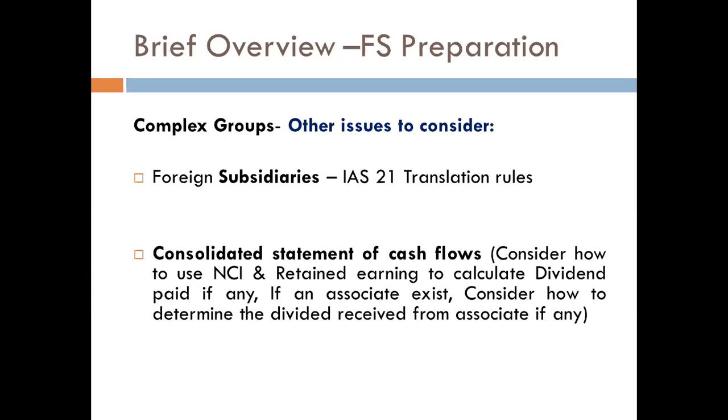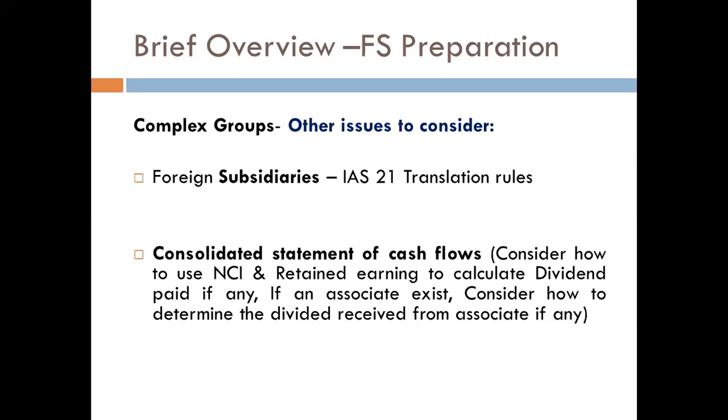And compare it with the closing balance. If you take the balance in the non-controlling interest at the beginning, you add the profit for the year, you add also the non-controlling interest acquired in the year, and it doesn't equal the non-controlling interest at the end, then you will know there has probably been a dividend, and you need to calculate that dividend paid and take it to the statement of cash flow in the financing activity.